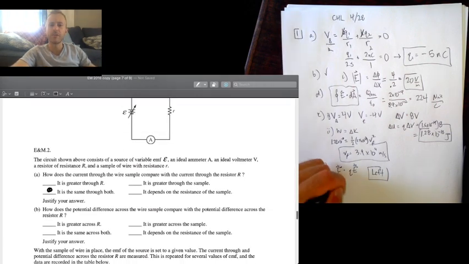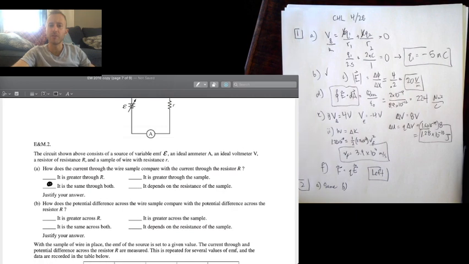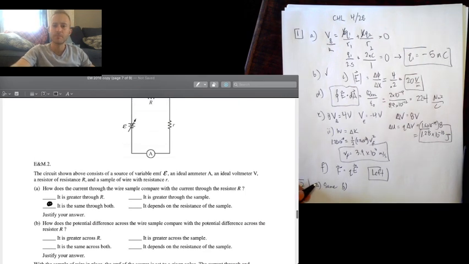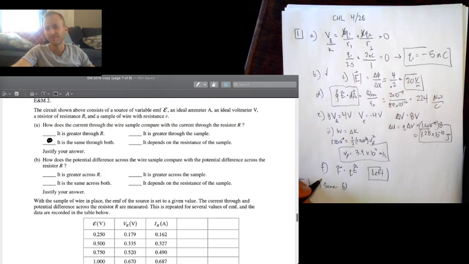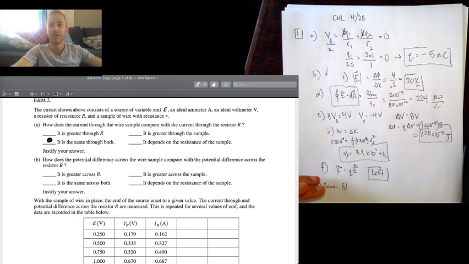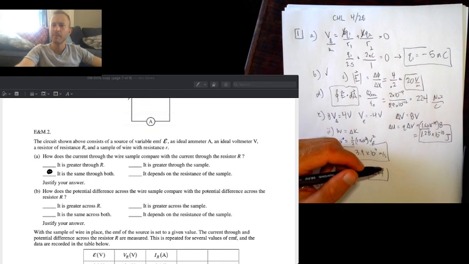B, how does the potential difference across the wire sample compare with the potential difference across the resistor big R? That's not a very great question, in my opinion, because it's sort of asking you.